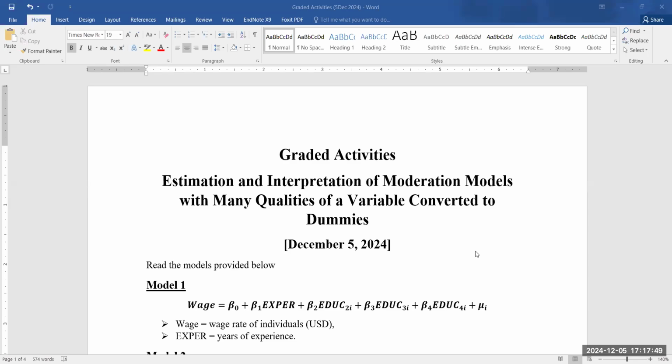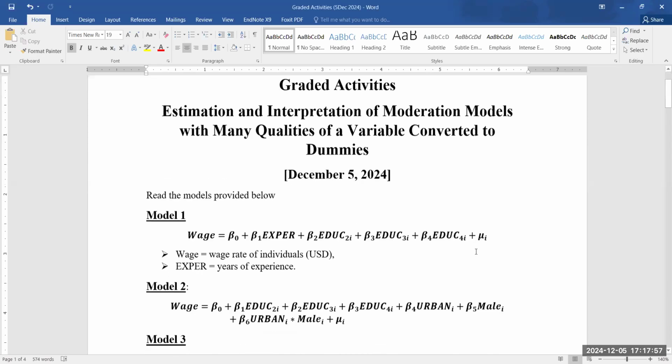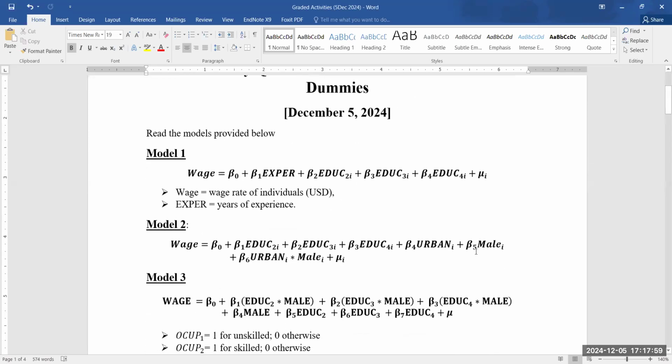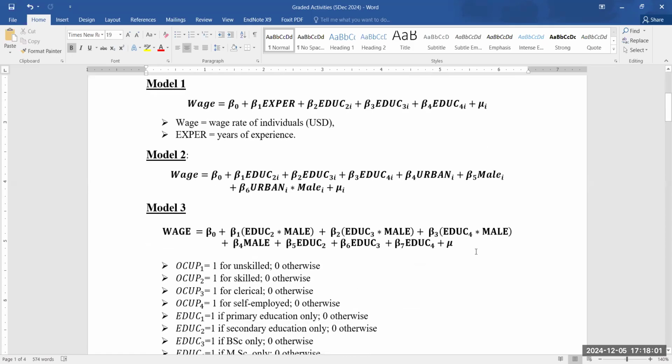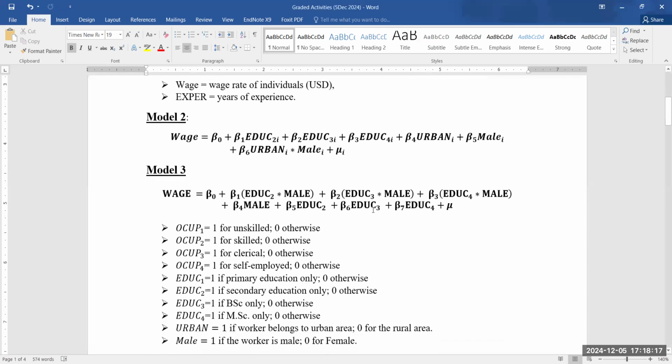Welcome back to the third video related to graded activities. As I promised, we will estimate all three models: model 1, 2, and 3. We have already estimated the first two models and discussed their meanings and the important implications which can be drawn from the results and the resultant outcome of the estimated model. Now we will move on to model 3.